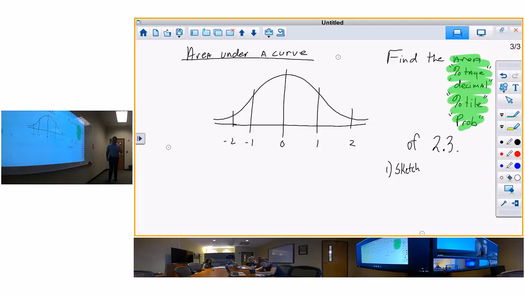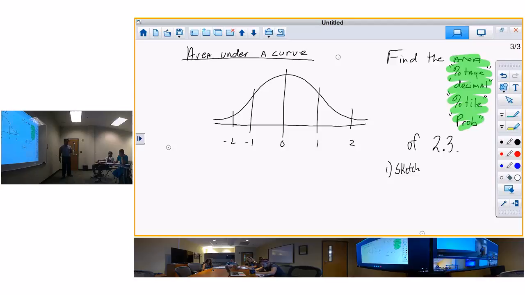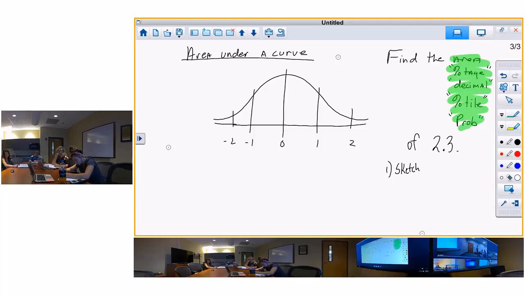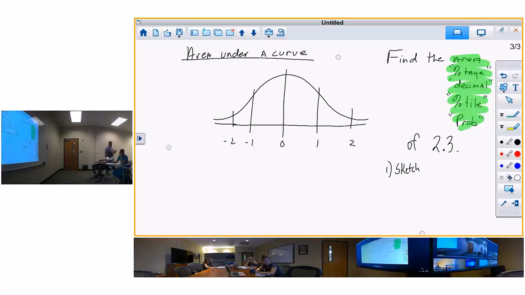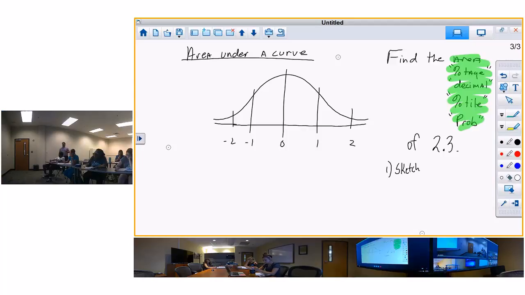Okay, there's two types of students. There's a student that goes, okay, I'm going to draw a sketch. Then there's a student that says, I don't need a sketch. The ones that say, I don't need a sketch are the ones that cry and whine when they get problems wrong on the test and I don't give them credit for it. Okay? Let's go ahead and get that out of the way. All right. Draw a sketch.